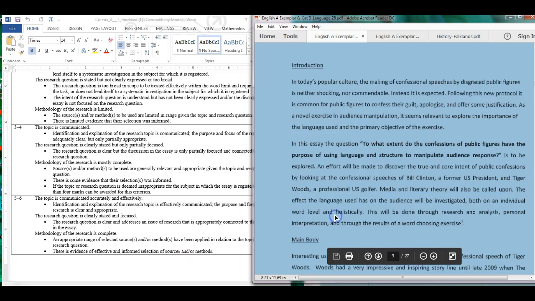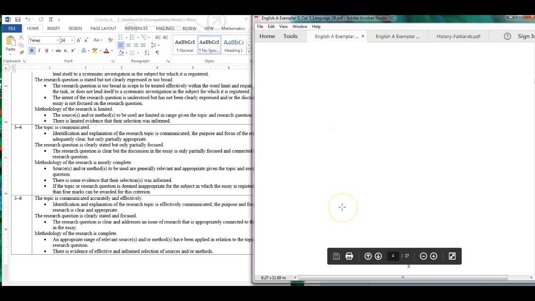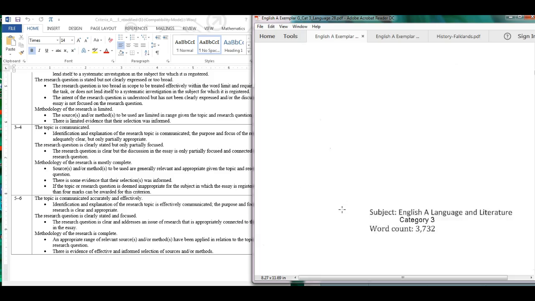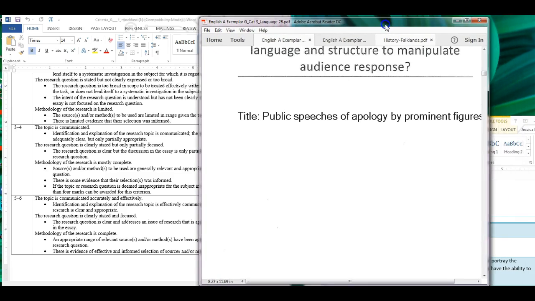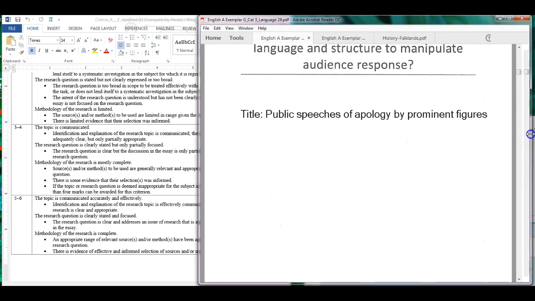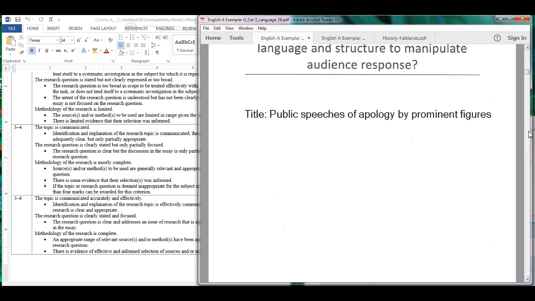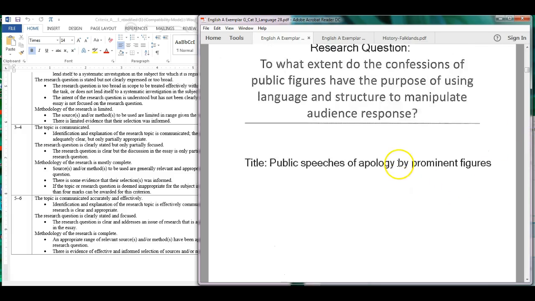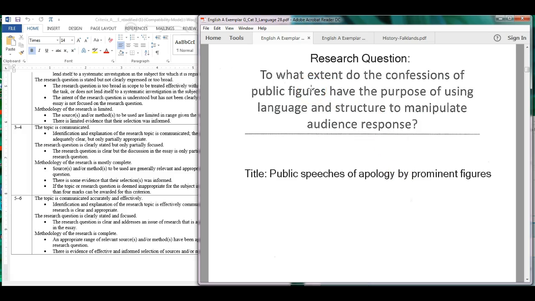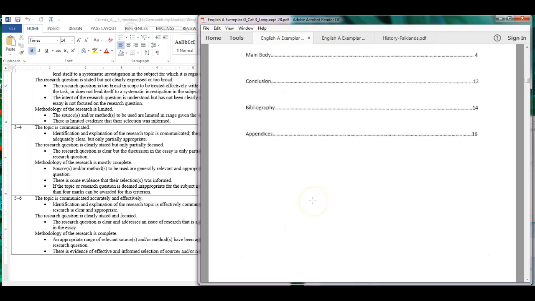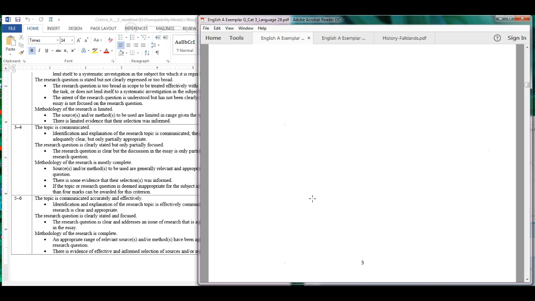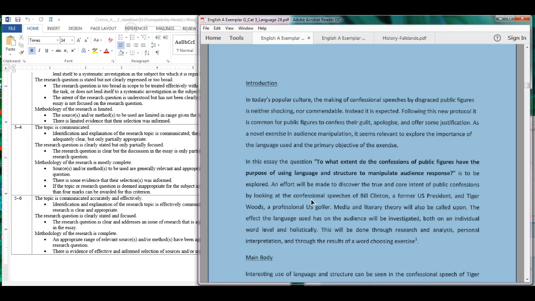So we're going to look at this paper. This one is for the language and literature course, and I selected this one for all of us to look at because I think that it's not so subject-based that none of us can understand what it's doing. So this one, the RQ is: to what extent do the confessions of public figures have the purpose of using language and structure to manipulate audience response? That RQ could be a little bit better, but it's good for our purposes.